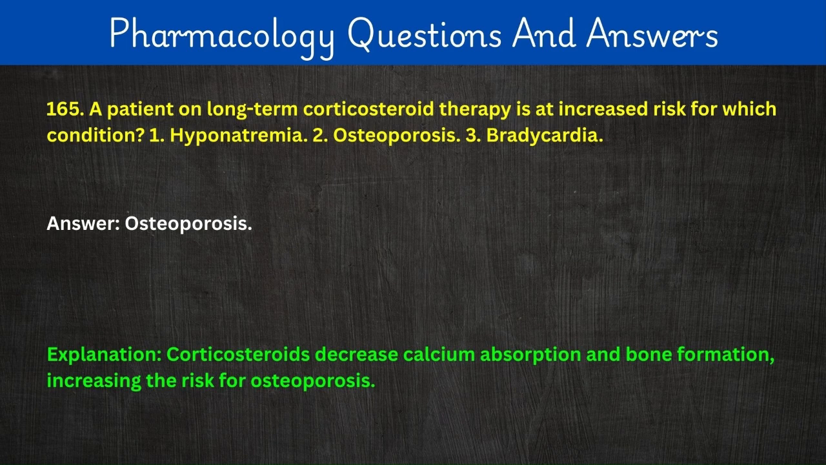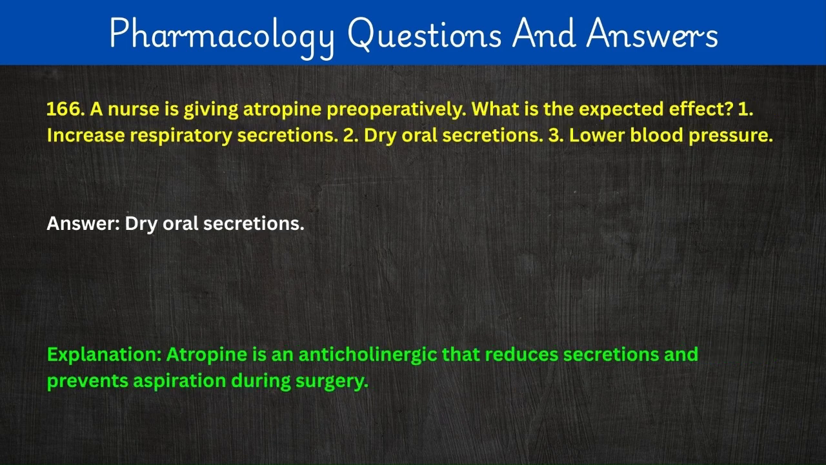165. A patient on long-term corticosteroid therapy is at increased risk for which condition? 1. Hyponatremia. 2. Osteoporosis. 3. Bradycardia. Answer: osteoporosis. Explanation: corticosteroids decrease calcium absorption and bone formation, increasing the risk for osteoporosis.